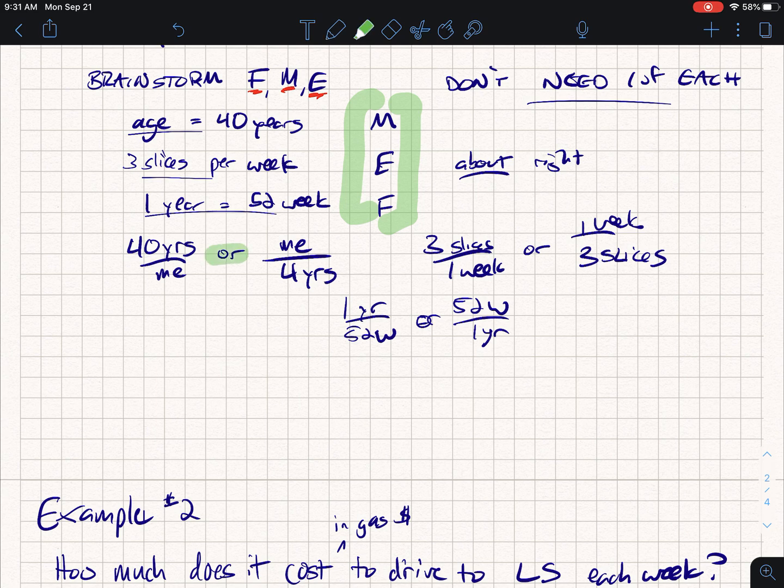Now, important thing here, this is or. I'm only going to use one out of these two. You will never, ever, ever use both forms of a fraction in either a simple unit conversion or in a Fermi type problem. So the way that this sets up for me is actually really useful.